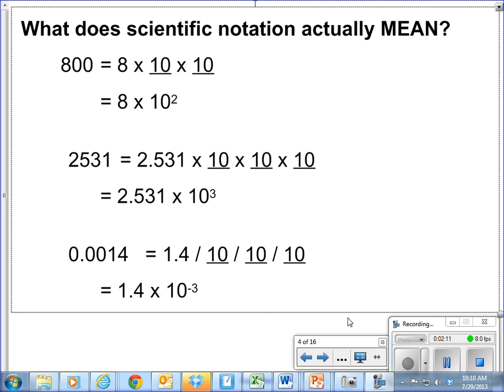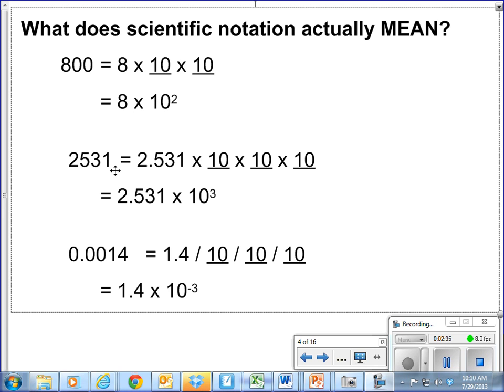All right, so what does scientific notation actually mean? Let's take a look at the number 800. Okay, 800 is actually able to be expressed as 8 times 10, which would be 80, times 10 again, which is 800. So 10 times 10 is 10 to the second. So 8 times 10 to the second is 800.